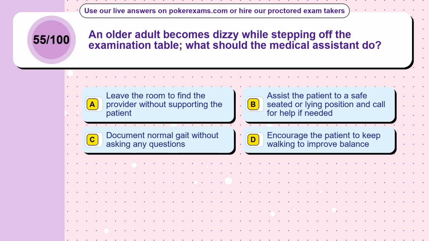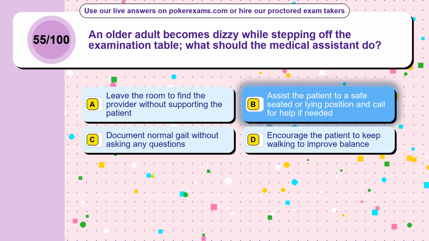Question 55. An older adult becomes dizzy while stepping off the examination table. What should the medical assistant do? Option A. Leave the room to find the provider without supporting the patient. Option B. Assist the patient to a safe seated or lying position and call for help if needed. Option C. Document normal gait without asking any questions. Option D. Encourage the patient to keep walking to improve balance.